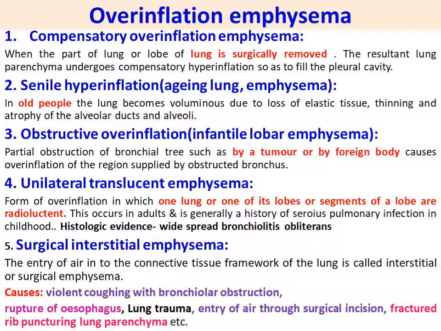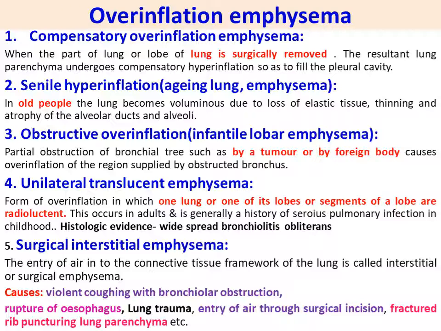Next, surgical interstitial emphysema. By definition, the entry of air into the connective tissue framework of the lung is called interstitial or surgical emphysema. That means this is mainly caused at surgery times. Causes for surgical interstitial emphysema: violent coughing with bronchiolar obstruction, for example due to asthma of long duration.